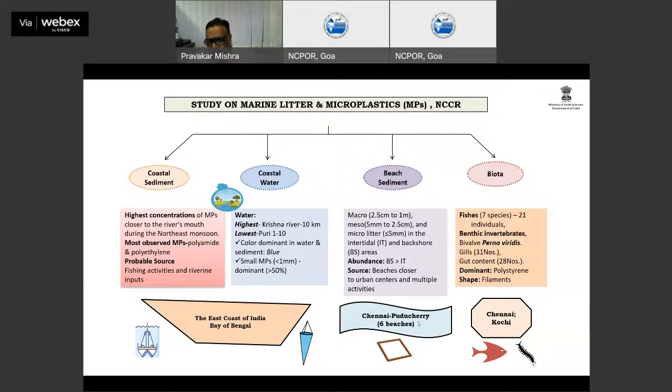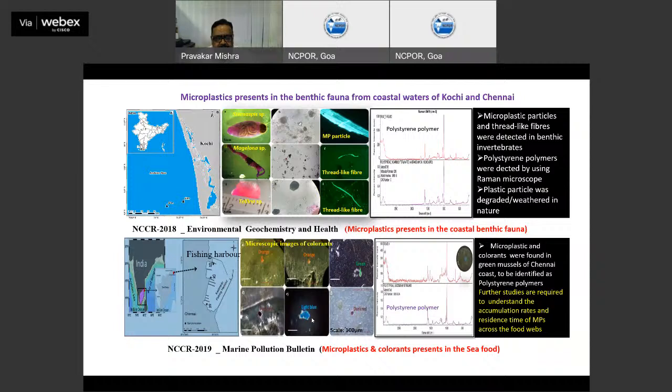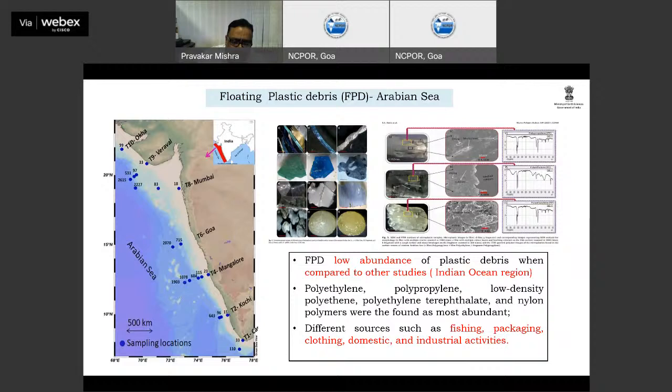So this is the story, and some of the papers that have come out: microplastic particles and thread-like fibers were detected in benthic invertebrates. Similarly, microplastic colorants were found in green mussel of the Chennai coast. These are some of the investigations which have been published by NCCR.